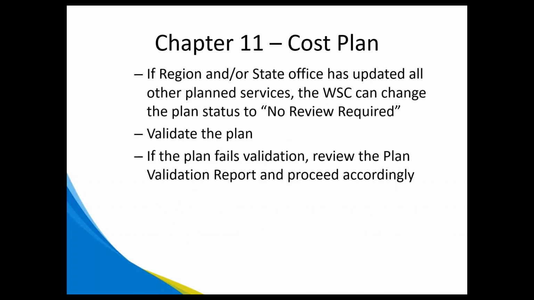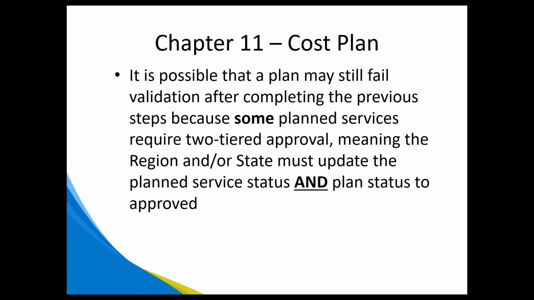If the region and/or state office has updated all other plan services, the WSC can change the plan status to no review required, validate the plan. If the plan fails validation, review the plan validation report and proceed accordingly. Please note that it is possible that a plan may still fail validation after completing the previous steps because some plan services require two-tiered approval, meaning the region and/or state must update the plan service status and plan status to approved.